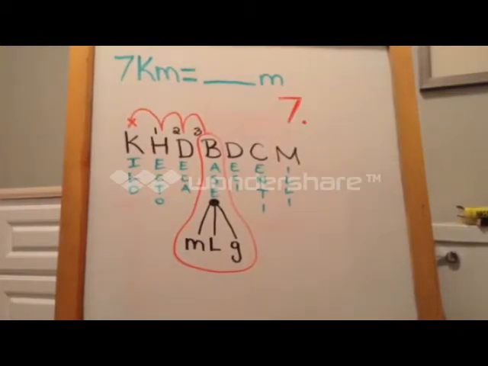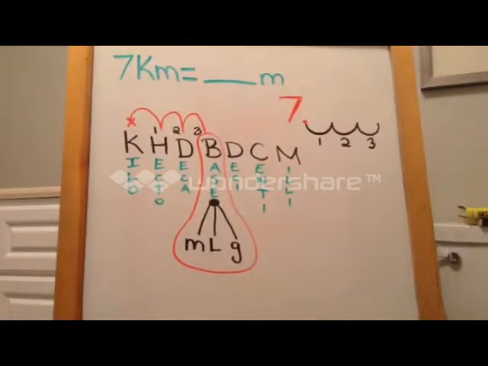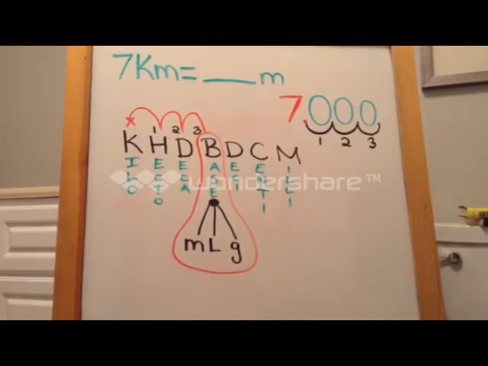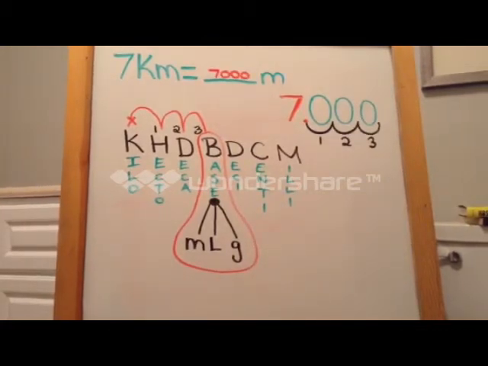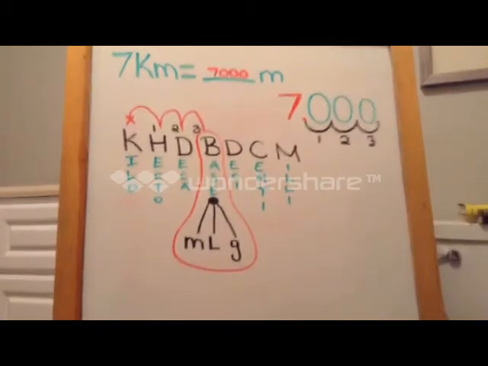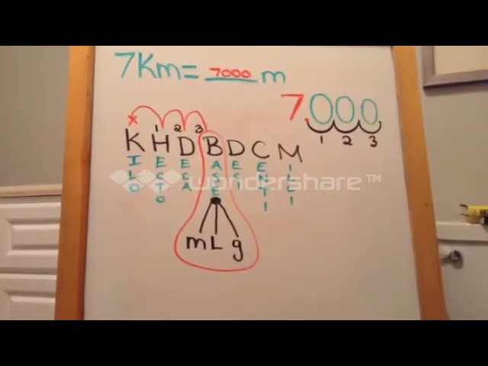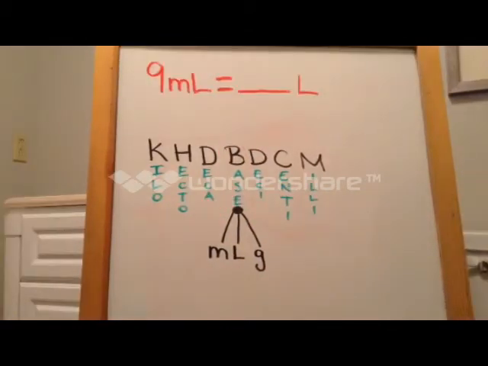So what happens next? Well, we're going to take our whole number, which is 7, and move the decimal over 3 spaces. Then we'll fill in the spaces with zeros and you have your answer. 7 kilometers equals 7,000 meters. Now, let's do one last problem. This one is going to be a little bit more challenging. Our next and last problem is 9 milliliters equals how many liters?